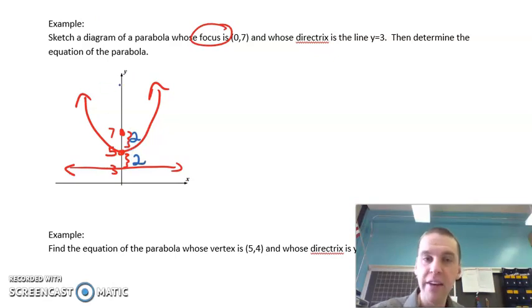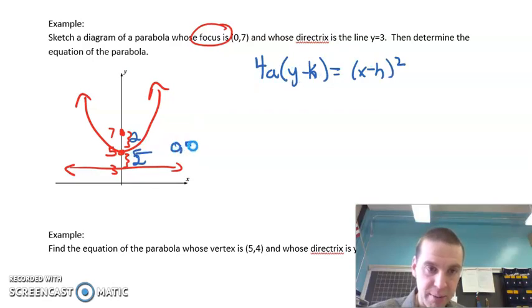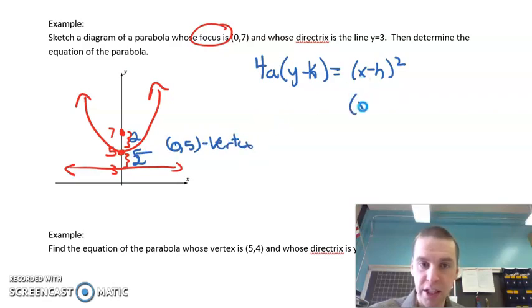And after I have this, I now put everything into the equation. Remember, the equation is 4a parentheses y minus k equals x minus h squared. Or you can flip that. It doesn't matter which one goes first. So my vertex, which is right here, is 0, 5. That's my vertex. Well, if I know that's my vertex, I know that's my h, k. So I can plug in x minus 0 squared and y minus 5.